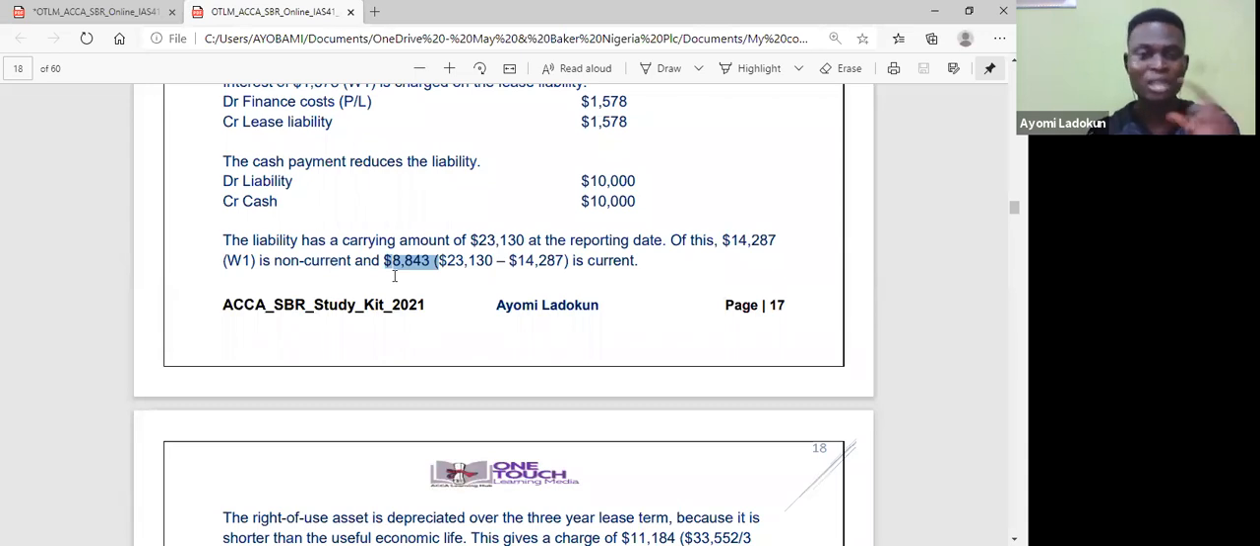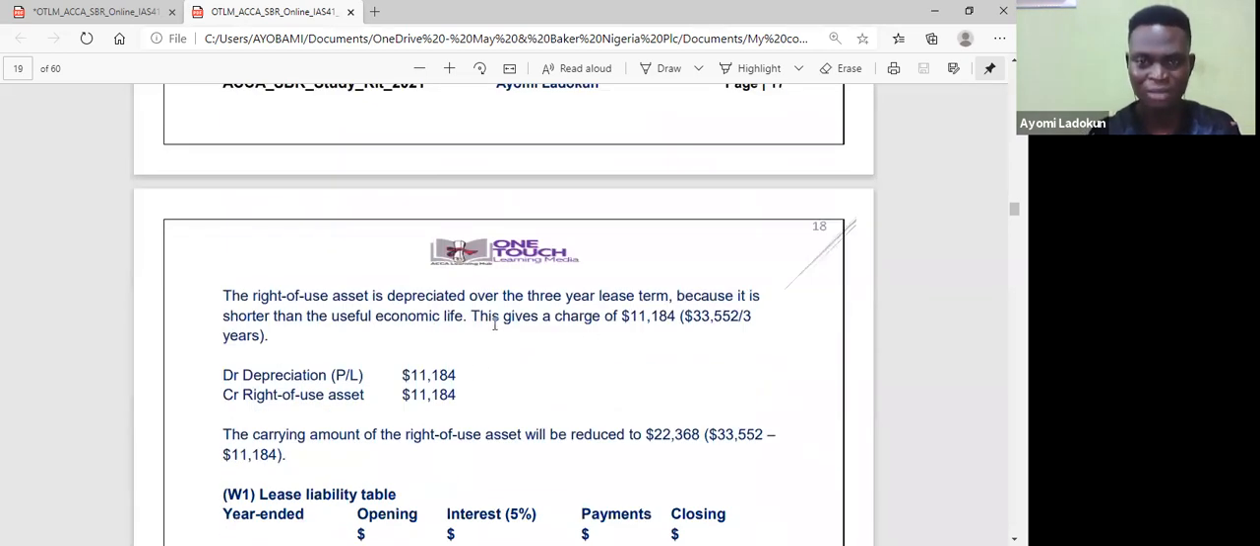8,843. That's it. Then for the right of use assets, remember, the examiner did not tell us whether the ownership will transfer or not. So I used lease term. Can you remember? So the 33 that we got for the right of use asset, we now divide by 3 so that I can have a depreciation charge of 11,184. Where does that go to? You debit P&L, that's the depreciation, and credit the asset.